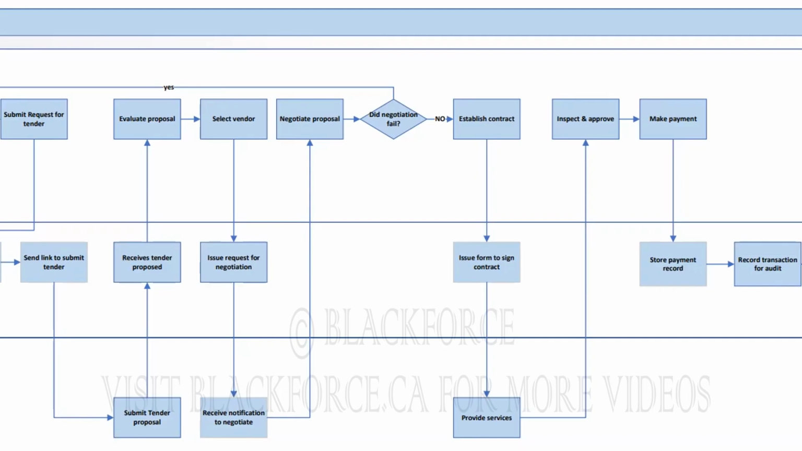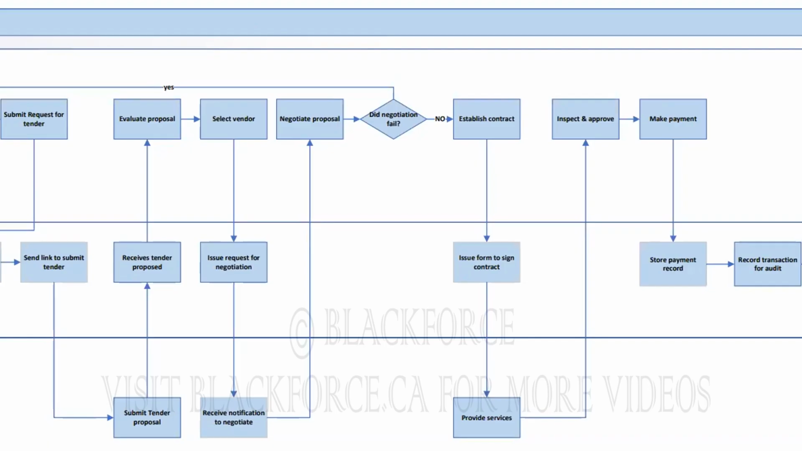If they evaluate it and select a vendor, they will issue requests for negotiation. The CRM will notify these vendors. They will receive the notification to negotiate, and the procurement team will negotiate the proposal. If the proposal fails, it will go back to the second process again. If it succeeds, they will establish a contract. The CRM will send out a contract form for the vendor to sign, and then the vendor will sign and provide the services.